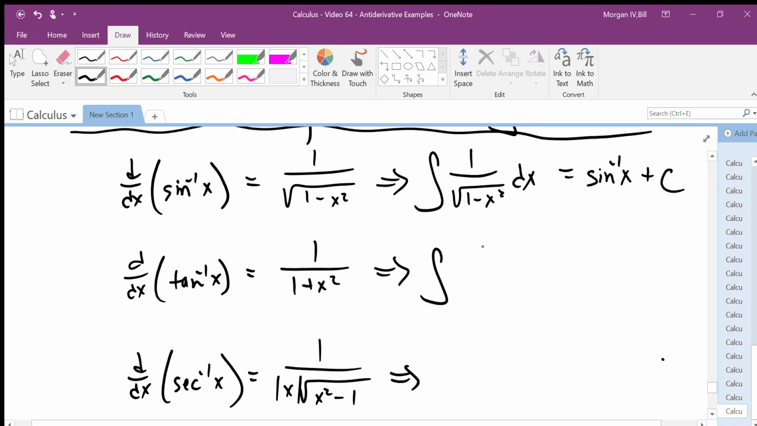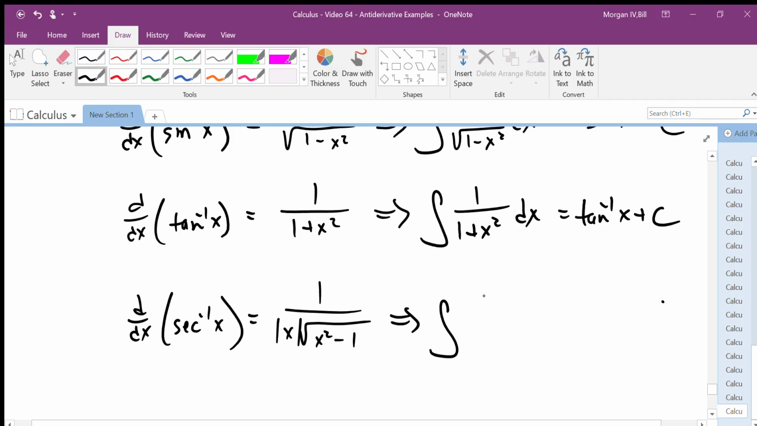Similarly, the antiderivative, or the integral of 1 over 1 plus x squared dx, since the derivative of inverse tangent of x is 1 over 1 plus x squared, the antiderivative here is the inverse tangent of x plus c. Need to know that. And finally, the integral of 1 over x square root x squared minus 1 dx is equal to the inverse secant of the absolute value of x plus c. Okay, we need to know those.